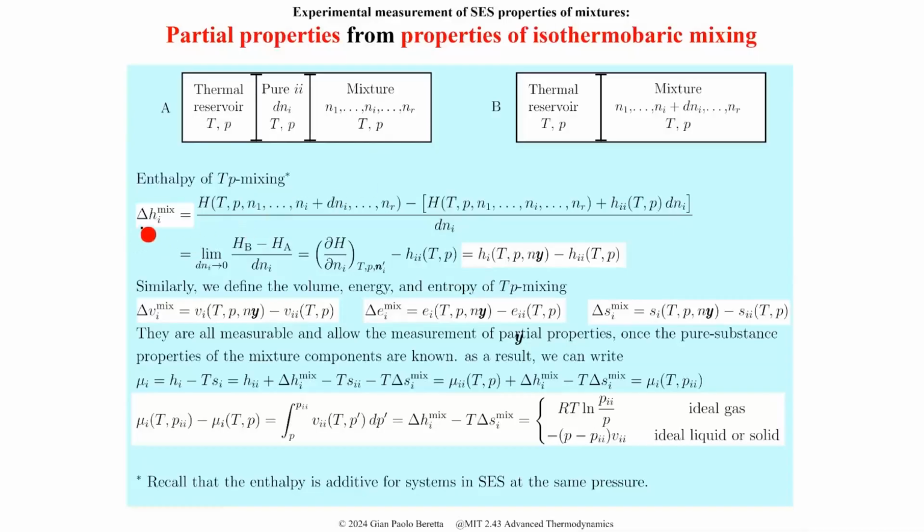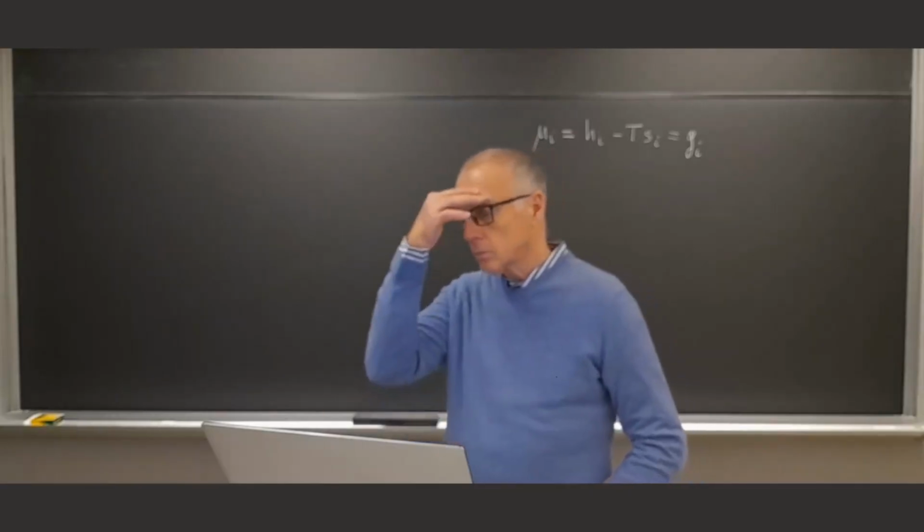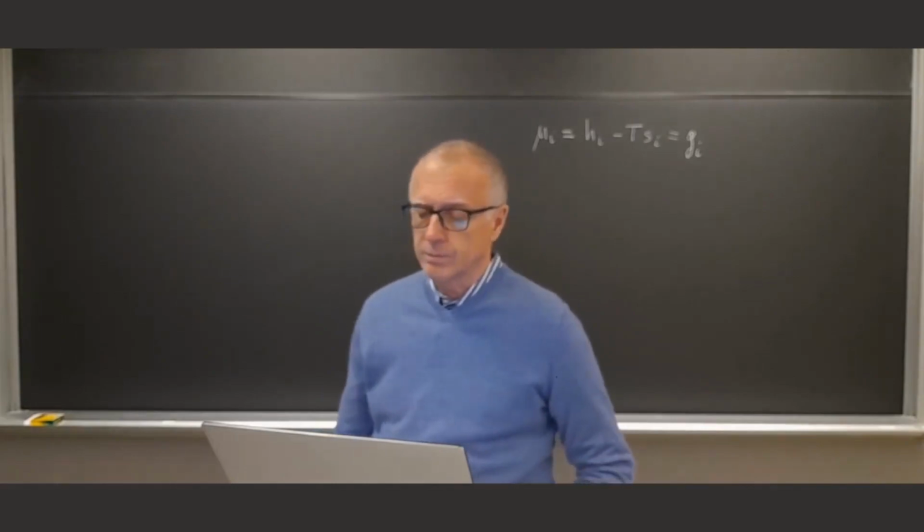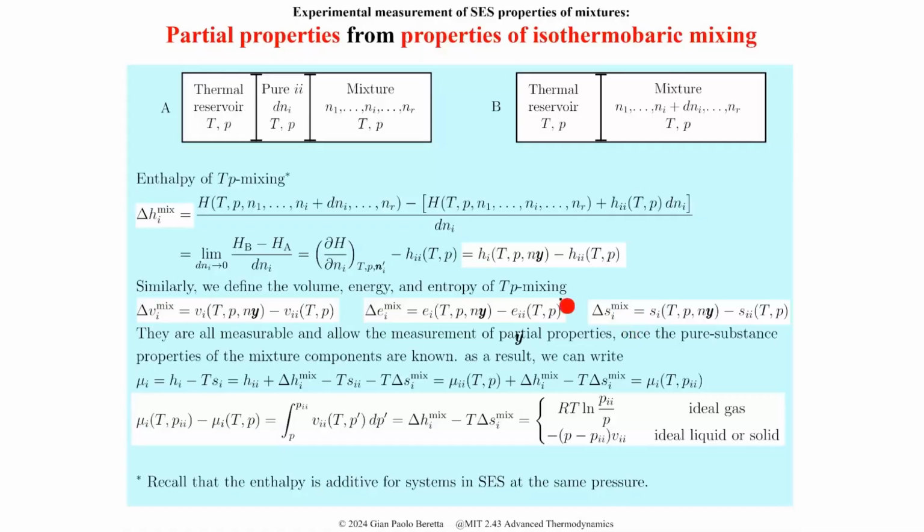And what we have done here for the enthalpy can be repeated the same way. So I'm not repeating it here, but to define the volume of mixing. So it's the difference between the partial volume and the specific volume at the same T and P, the energy of mixing and the entropy of mixing. And these are all things that you can measure by energy and entropy balances. So these are ways in which you can characterize.